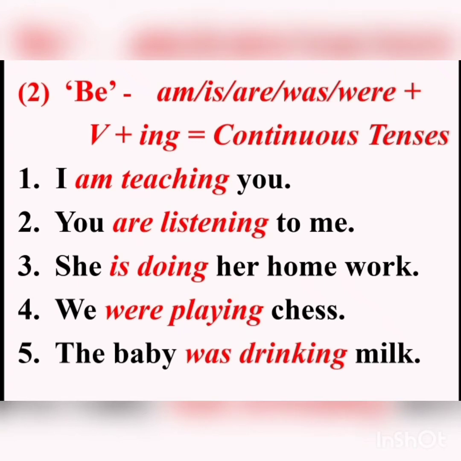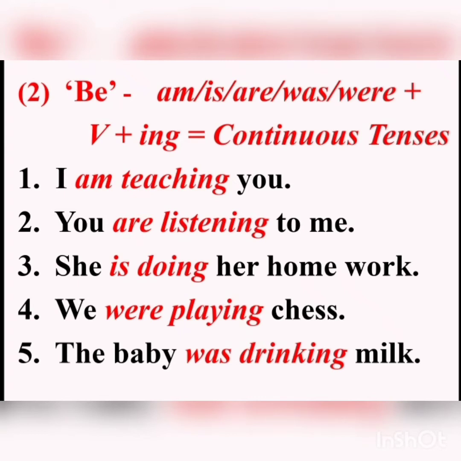Now we are going to see how be verbs are helpful in the formation of continuous tenses. It's a very important function of be verbs. Let's see some examples. I am teaching you. Here I is the subject. I am teaching is the verb. Here am is a be form verb. Teaching is the main verb, that is in the present participle. Be verb with the present participle forms continuous tense.